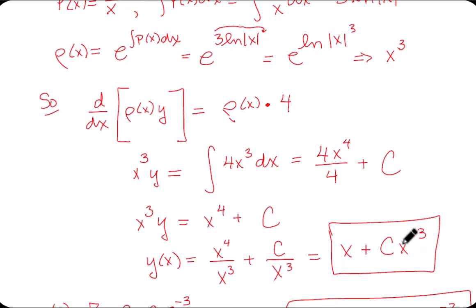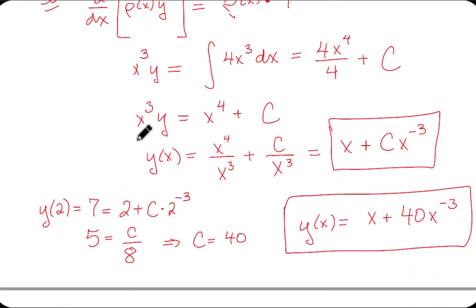All right, cleaning it up, I need to get y by itself, so I divide by x cubed all the way through. So this gives me y = c x to the minus 3. But we're focusing on y at 2 is supposed to be 7. So plug in 2 for x.